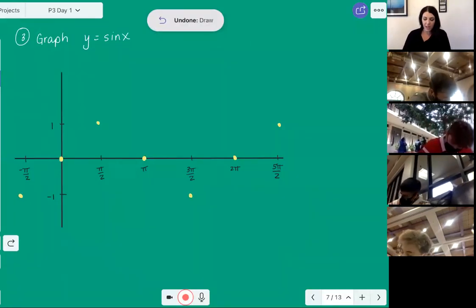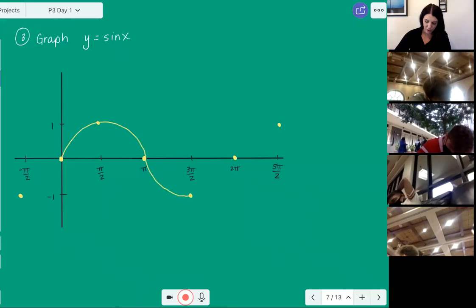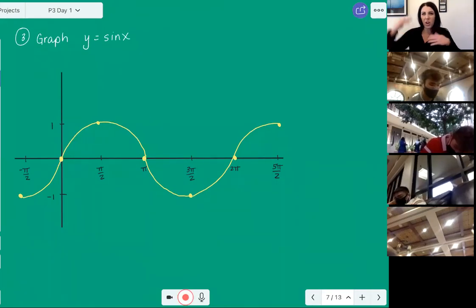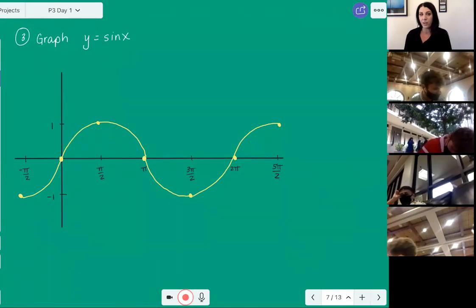Great job. So now we're going to connect those. Again, that connects and makes a nice curve. So I shouldn't have any pointy edges. It should be just a nice curve here. We're connecting all those dots. Again, we could find all those other values in between, like the rad 2 over 2 or the rad 3 over 2. But generally, the 1s and -1s and 0s are the easiest things to think about. So that's what we're going to do with our parent function.